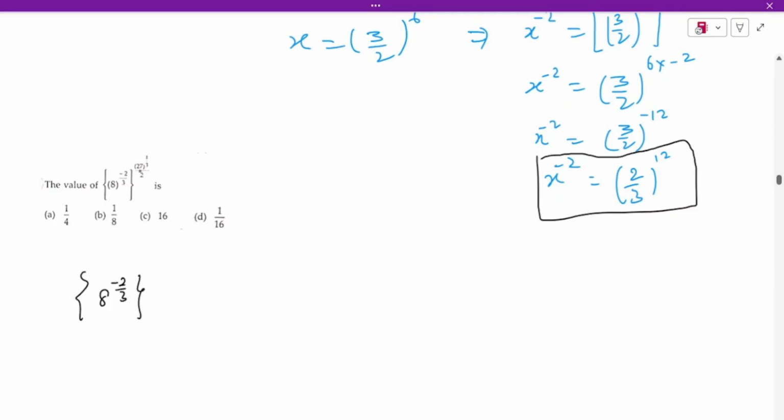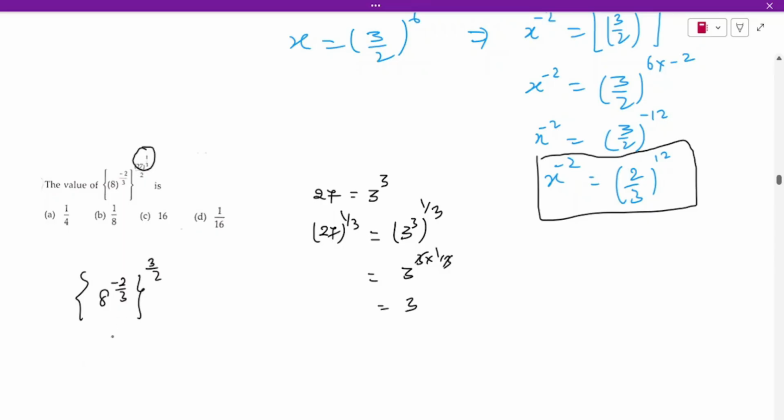Now here in the power we have 27, and we know 27 is nothing but 3 raised to the power of 3. So instead of this 27^(1/3), we can simplify it. 27^(1/3) means (3^3) raised to the power 1/3. By using the power of a power rule, we'll get 3 to the power 3 times 1/3, which is nothing but equal to 3. So this power becomes 3, and so we can write it as 3/2.